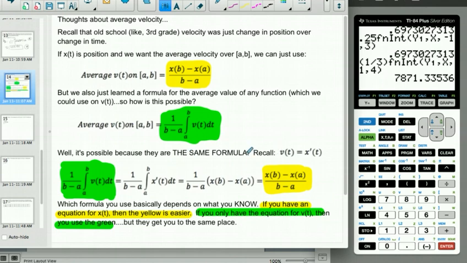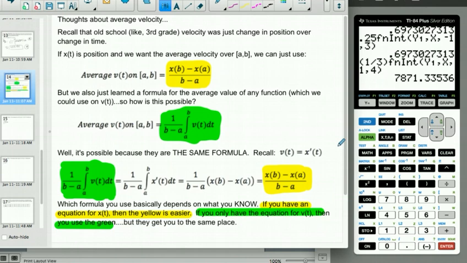Let's walk through. Recall that v of t is x prime of t. So if we integrate v of t from a to b, that would be 1 over b minus a times the integral from a to b of x prime of t dt. Based on the fundamental theorem of calculus, that's going to be 1 over b minus a times, when you integrate x prime, you get x, so x of b minus x of a. If you clean that up, that lands us at the same yellow formula that I started with. So they're the same formula.